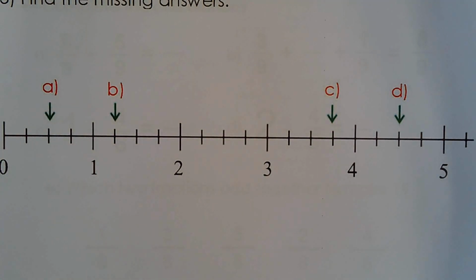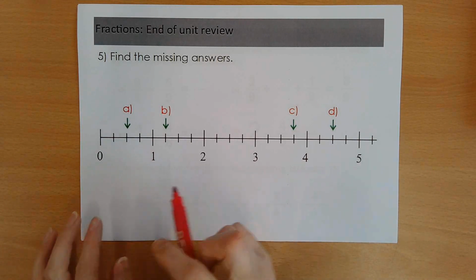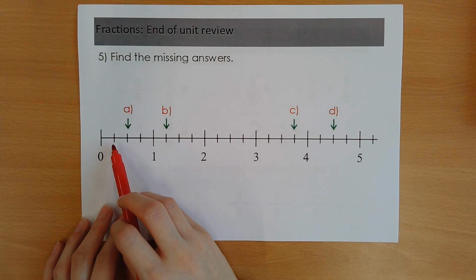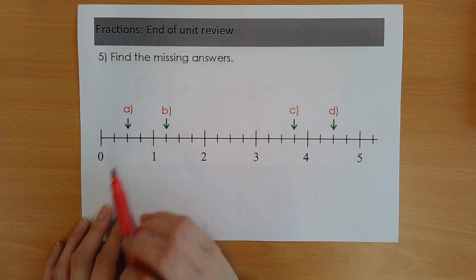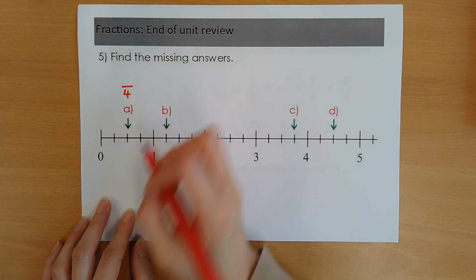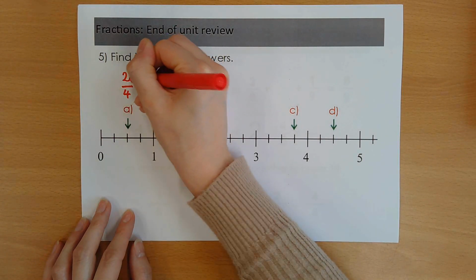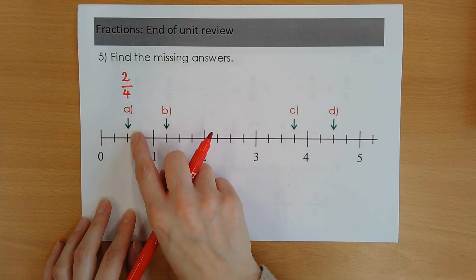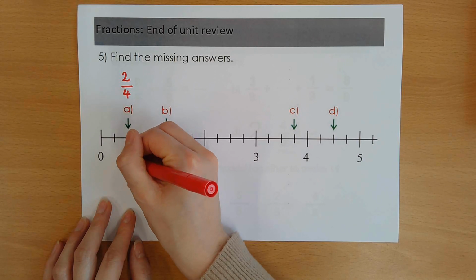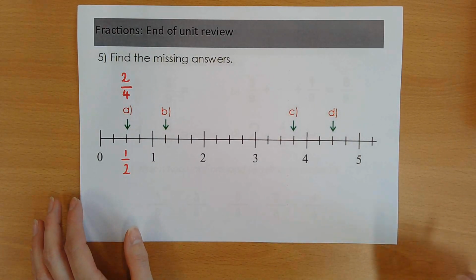Okay, let's have a look at those together. So the first one is between 0 and 1. And remember I said we're counting in 1, 2, 3, 4 jumps. There are 4 jumps, so it should be quarters on my denominator. So I have 1, 2 quarters. So 2 quarters is the answer for A, or you may have written that as 1/2. I will accept both answers because both are equivalent.